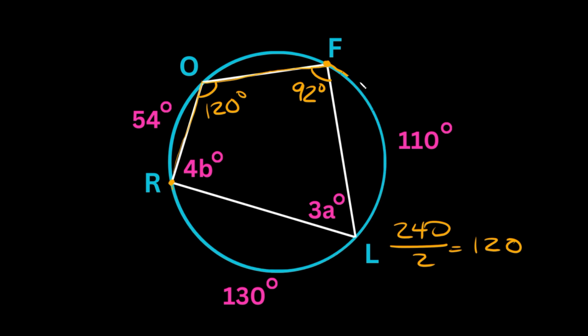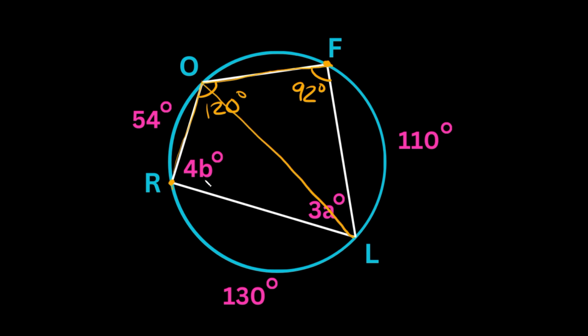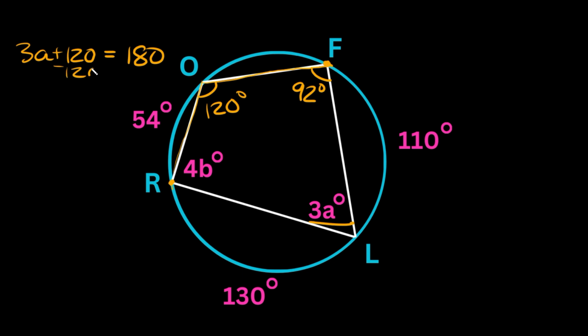So we just found the missing inscribed angles, all right? So now we just need to solve for A and B. And to do that, we can again just take the fact that opposite angles are supplementary, right? So these angles have to add up to 180 degrees, and these angles have to add up to 180 degrees. All right, so let's start with A. So 3A plus 120 has to be equal to 180, right? Subtract 120 from both sides, right? So we get 3A is equal to 60. So here we get that A is equal to 20.